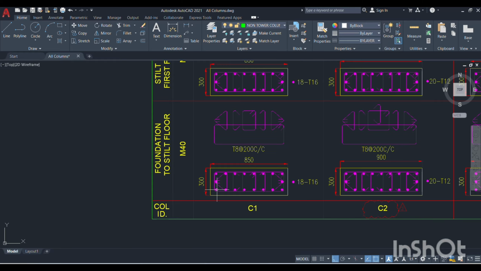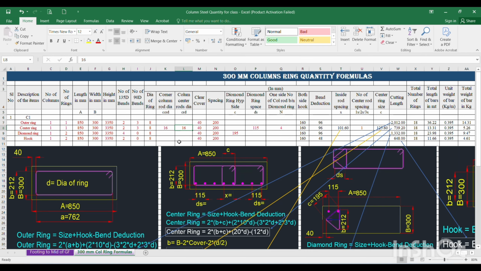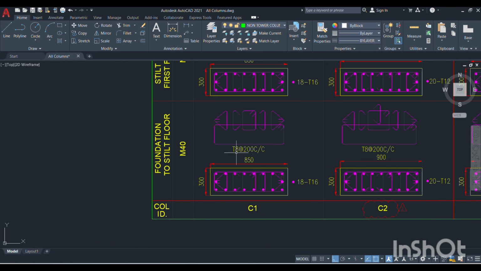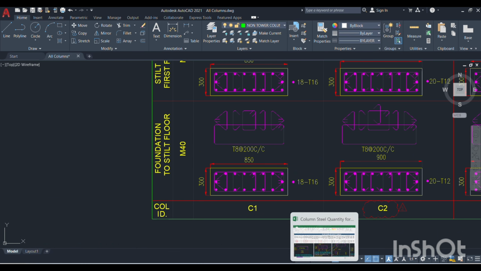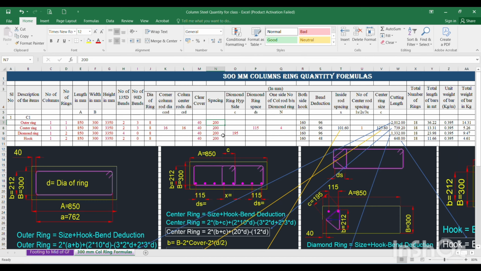That's why we are taking the corner column dia and center column dia, both 16 mm, that is 16 mm over here and 16 mm over here. Then the column cover is 40 mm, and the column ring spacing is given over here. This is the ring spacing given for calculating the number of rings. This is the ring spacing, 200 mm.